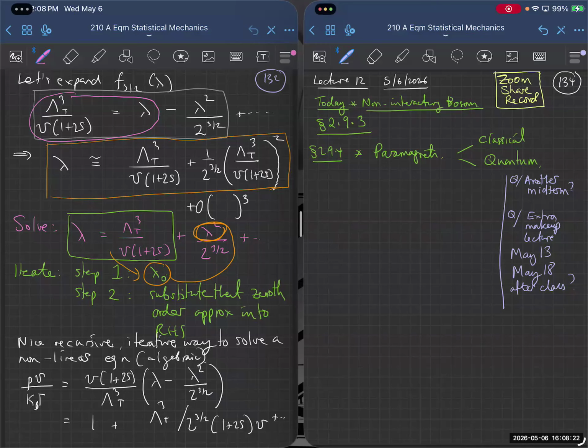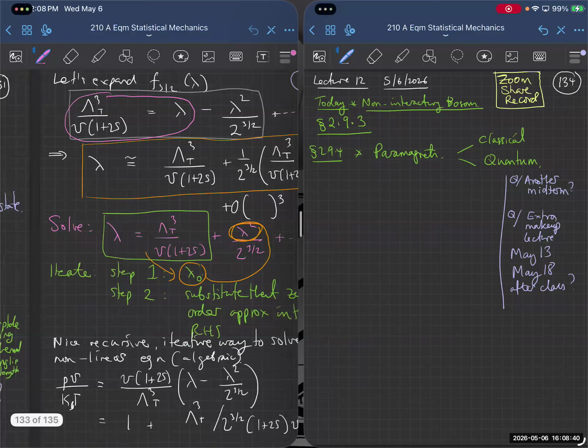What we're going to do today is we're going to talk about bosons. So what we did last time was we dealt with non-interacting fermions, and amongst other things, I showed you why the grand canonical distribution is a good thing.